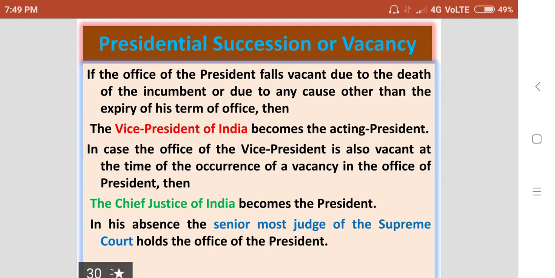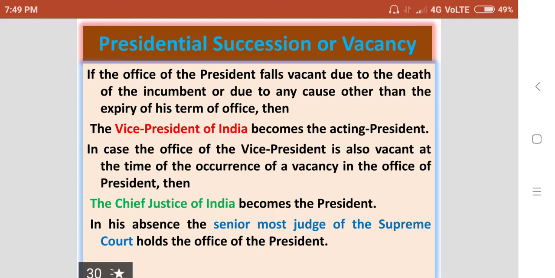Then, presidential succession or vacancy. If the office of the President falls vacant due to the death of the incumbent or due to any cause other than the expiry of his term of office, then the Vice President of India becomes the acting President of India. So, for any of the above reasons, if the office of the President is vacant, then the Vice President can hold the office of the President for a temporary period.